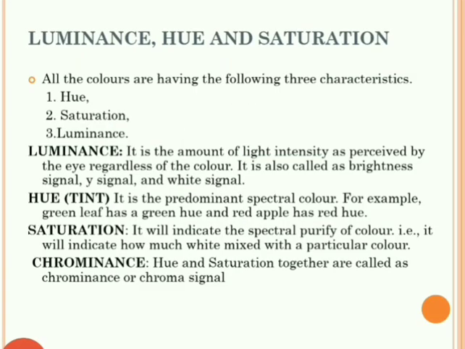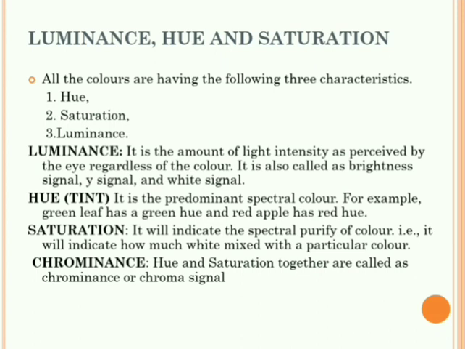Now we will see different terms, that is luminance, hue and saturation. These are different properties, or characteristics, of a color. All colors have the following three characteristics: hue, saturation and luminance. Now let us see what luminance is. It is the amount of light intensity as perceived by the eye regardless of the color. Whatever the color, the amount of light intensity is received by the eye. It is also called brightness, signal Y and white signal.